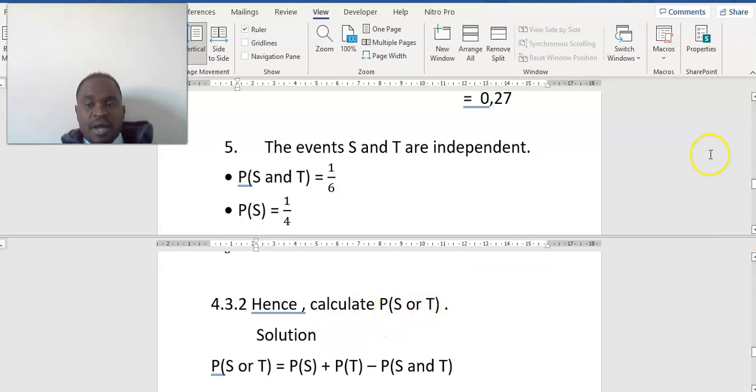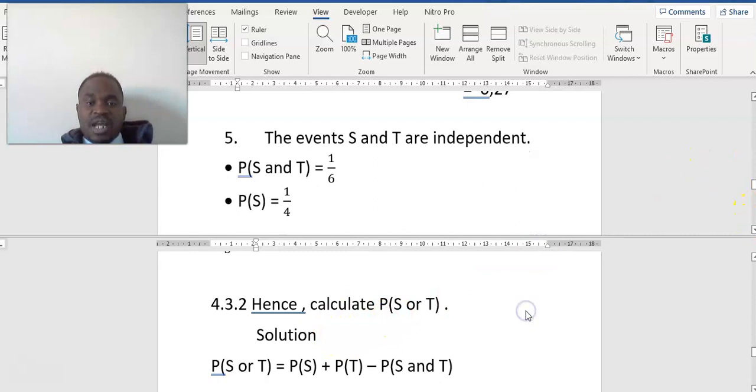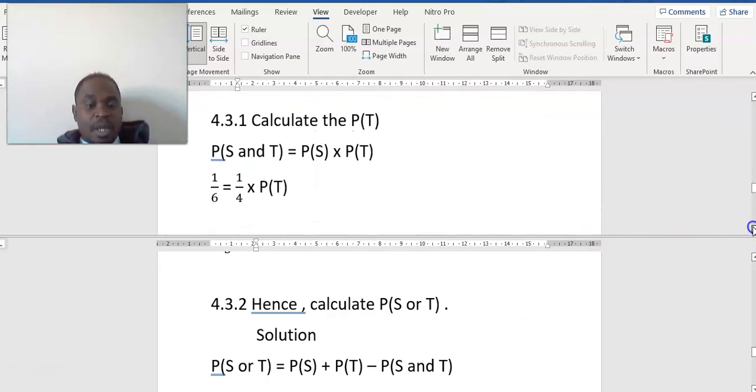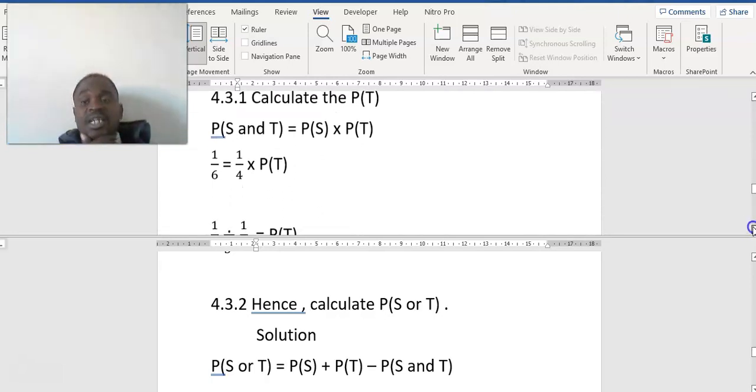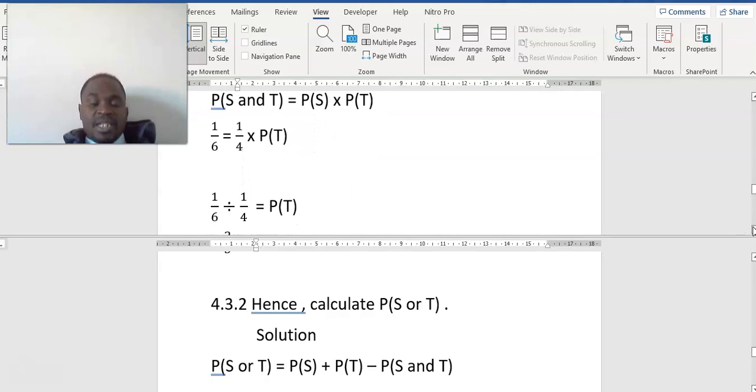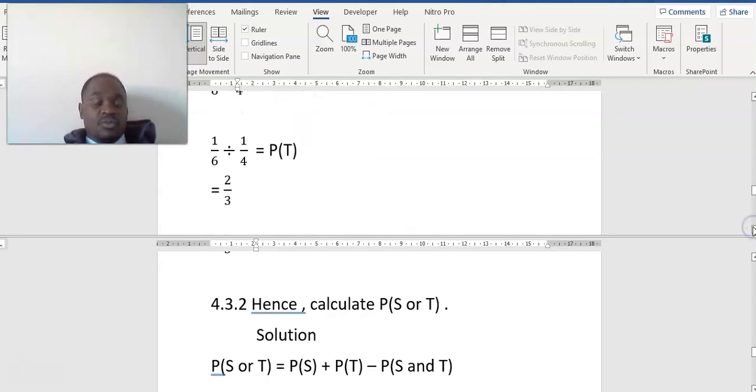Then the question says, hence, calculate the probability of S or T. It means use the information you have to do the next part, which is to calculate the probability of S or T. And remember, "or" means plus. When we started, I gave you the two sets rule: when A intersection B is not equal to 0, we must use this rule. The intersection must come. So the probability of S or T is going to be the probability of S plus the probability of T minus the probability of S and T.